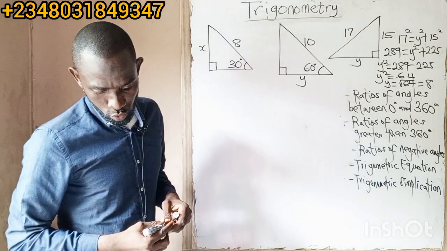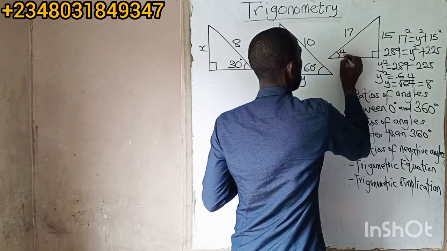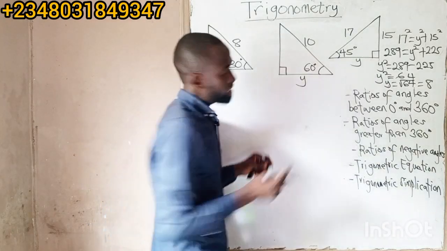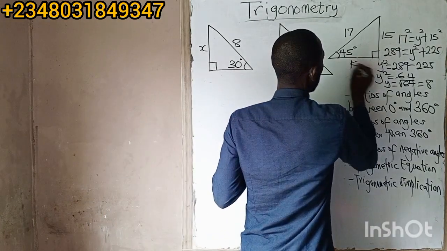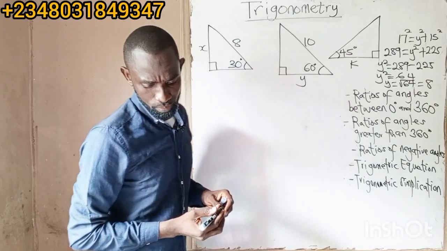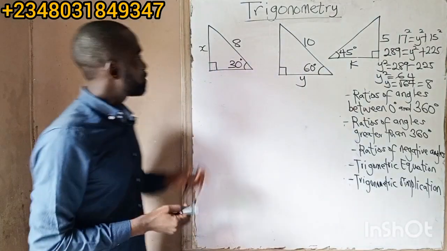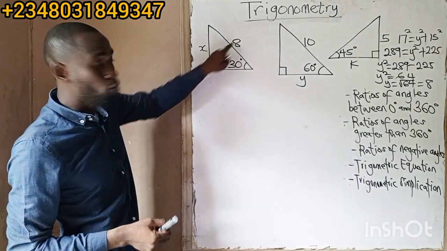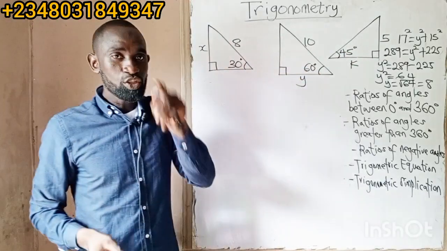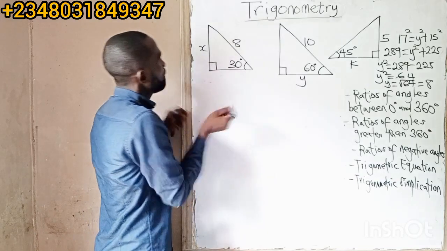Okay? And the third one is 45, 5, k. 45 degrees is here, then k is down here, and we're given 5 here. Class, this question involves a combination of what now? Angle and side. You see it? Angle and side, angle and side. So I'm going to use a suitable trigonometric ratio.